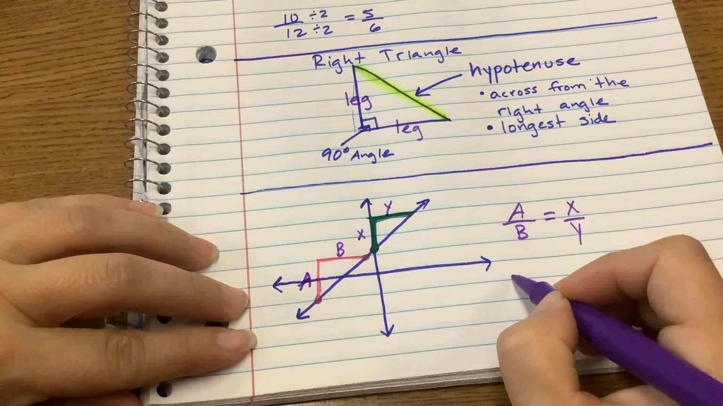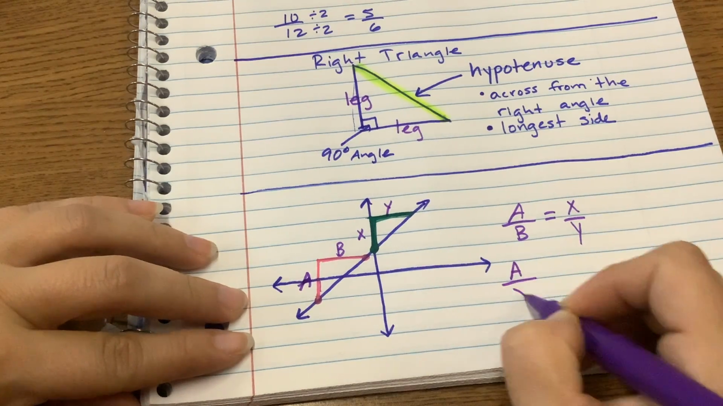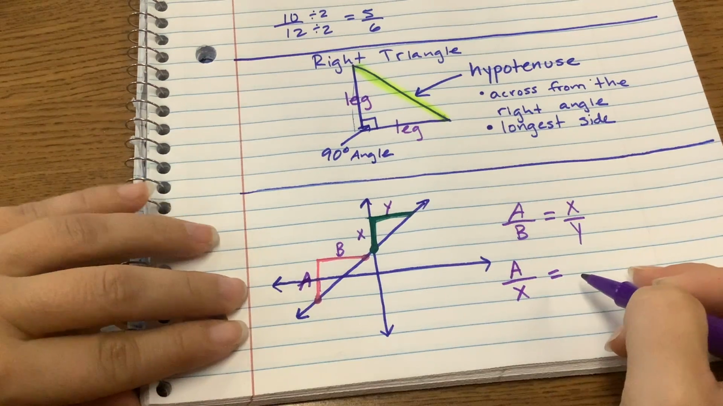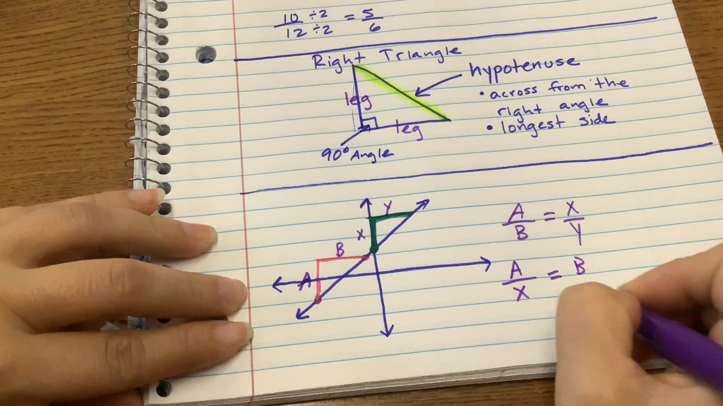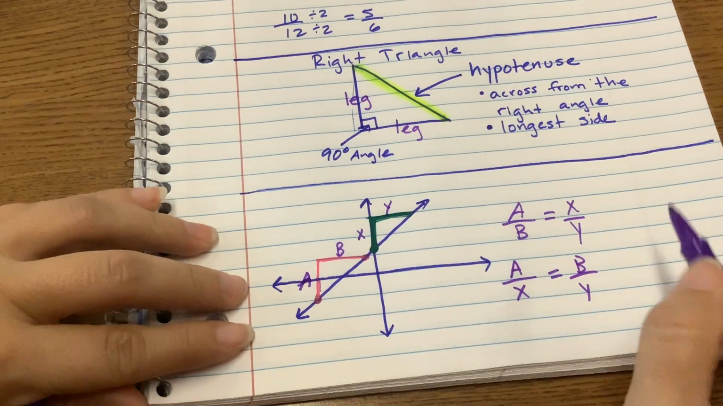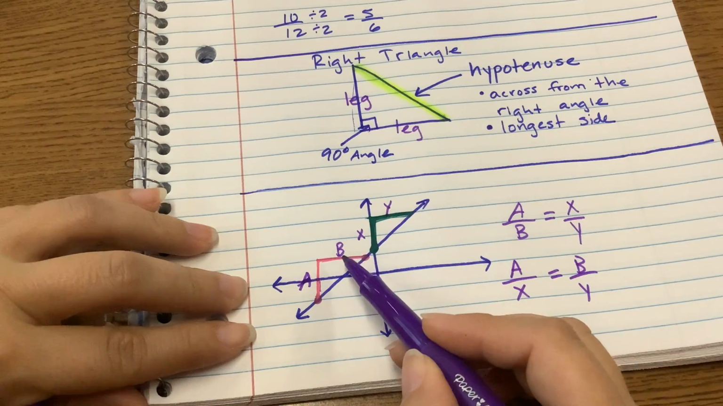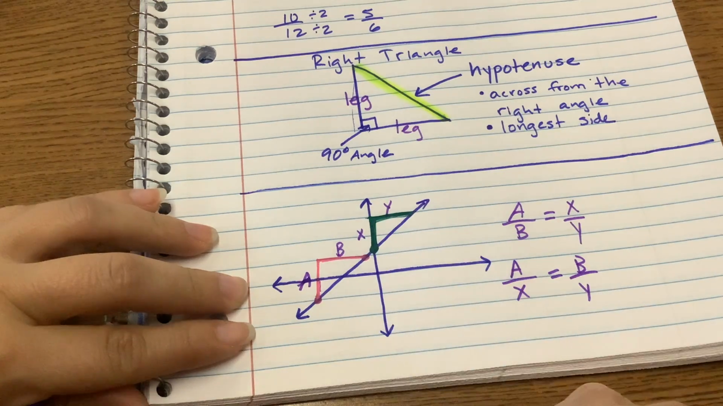What if I were to say A is to X? What would have to be the other side of that statement? B is to Y. So if I'm doing the rise is to the other rise, then I have to do the run is to the other run.